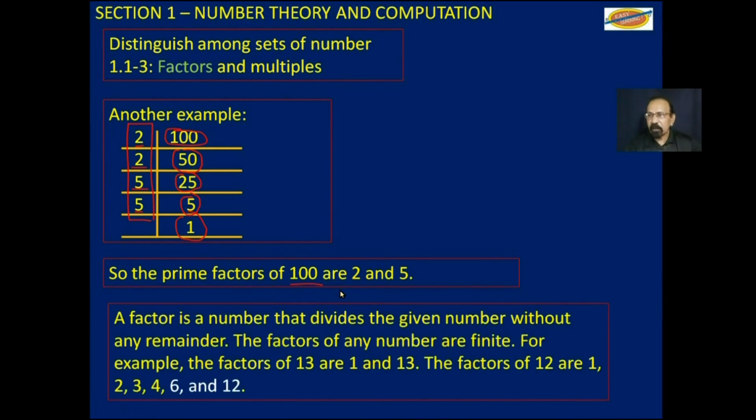A factor is a number that divides the given number without any remainder. The factors of any number are finite. For example, the factors of 13 are 1 and 13. The factors of 12 are 1, 2, 3, 4, 6, and 12. They are limited. So a factor of a number is a number that could divide that number without a remainder.